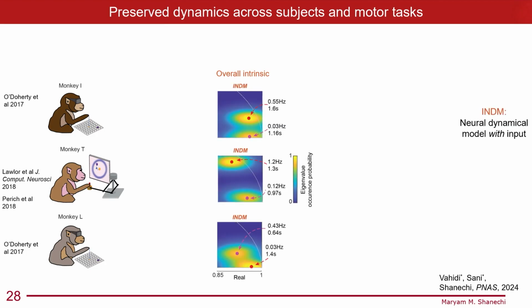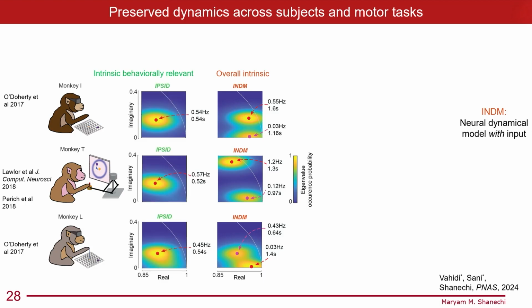And first, we used an unsupervised input-driven dynamical system model to look at intrinsic dynamics in motor cortical areas, the overall intrinsic dynamics. And you can see that these eigenvalues are very different. And this makes sense. These are different monkeys. They're doing different things. Maybe they have different internal or cognitive states. Then we said, OK, let's use IPSID to just focus on the behaviorally relevant portion of intrinsic dynamics.